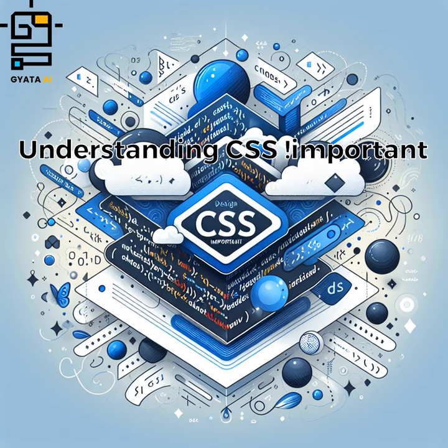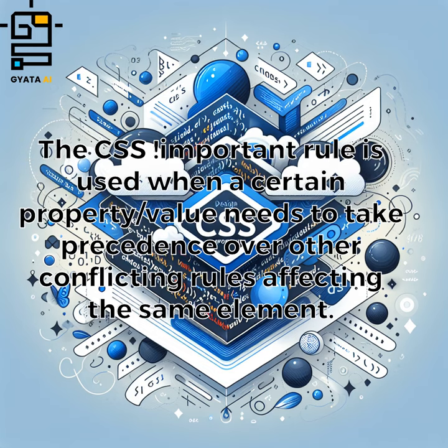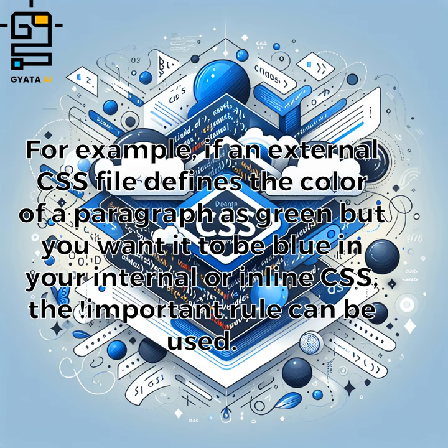Understanding CSS important. The CSS important rule is used when a certain property value needs to take precedence over other conflicting rules affecting the same element. For example, if an external CSS file defines the color of a paragraph as green, but you want it to be blue in your internal or inline CSS, the important rule can be used.